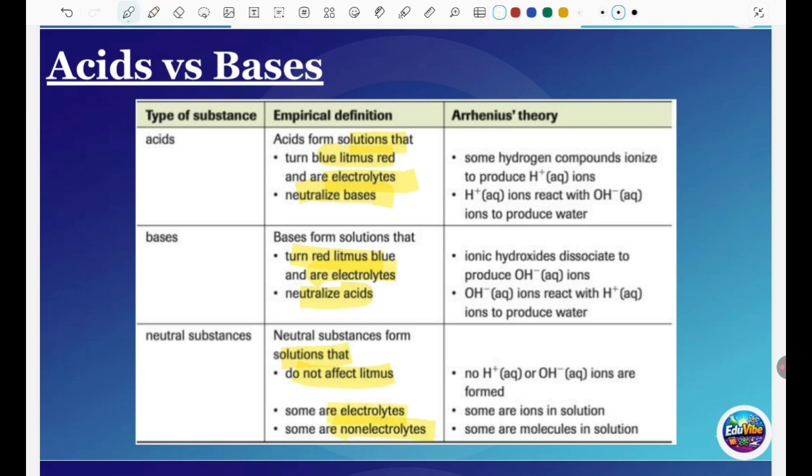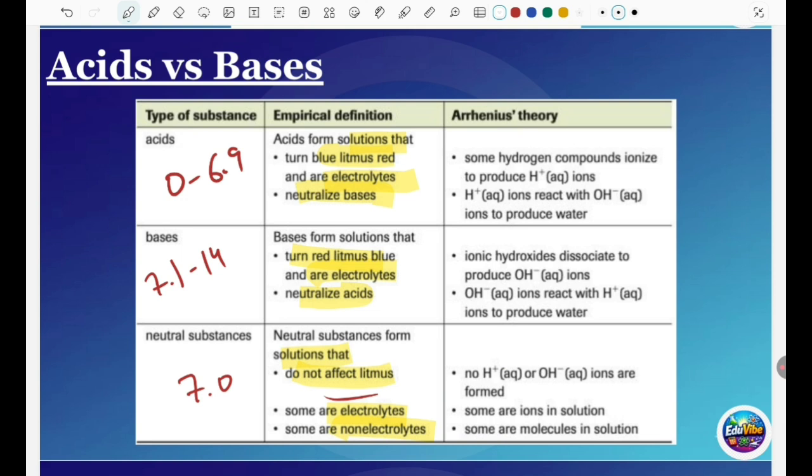Basically, on the pH scale, which we will also do in later lessons, acids are from 0 to 6.9. Then from 7.1 to 14 we have bases. At 7.0 we have all the neutral substances, because they do not affect any litmus. This is all about the empirical definition.